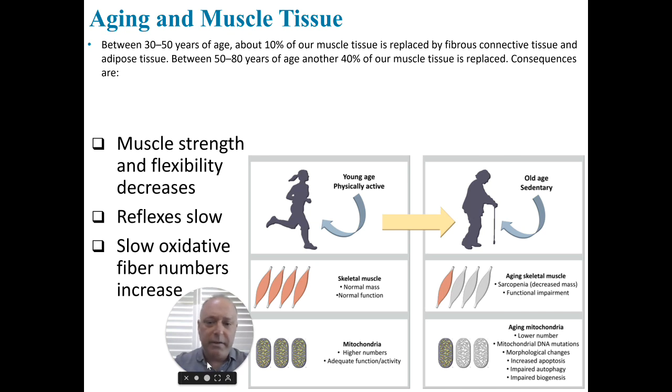So in the young, there's a number of myoblasts, a number of mitochondria. As you get older and more sedentary, you lose your muscle cells, you lose your mitochondria, you lose your ability to generate ATP, and therefore sustain contraction.